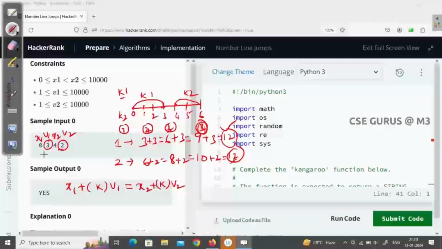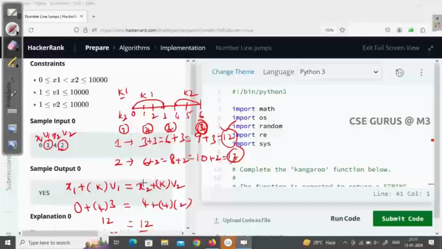Then only I can say the answer is yes. In this example, if I apply this formula, x1 is 0, and after 4 jumps they meet, so 4 into v1. What is v1? 3. This equals x2, which starts at 4, plus 4 jumps into v2, which is 2. Can you see what this value is? 12. Here also 12.